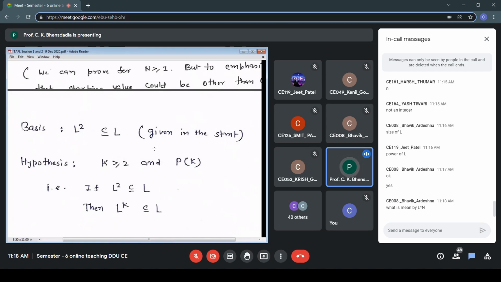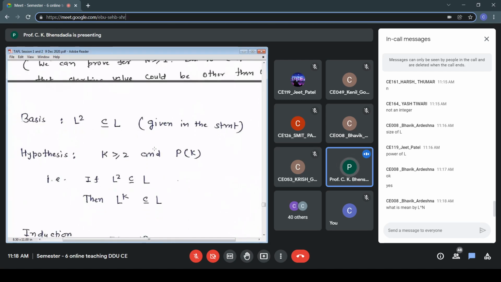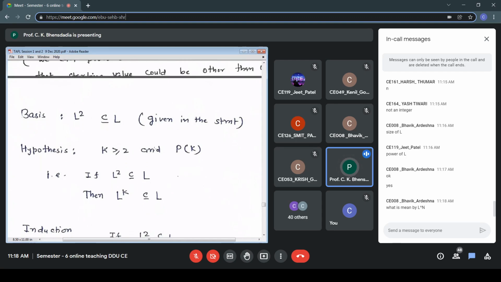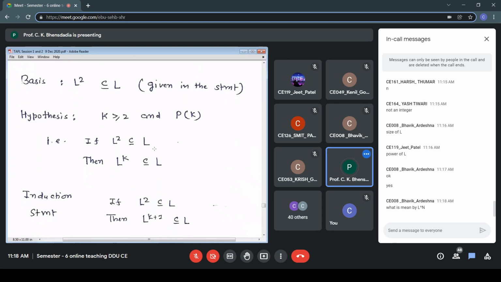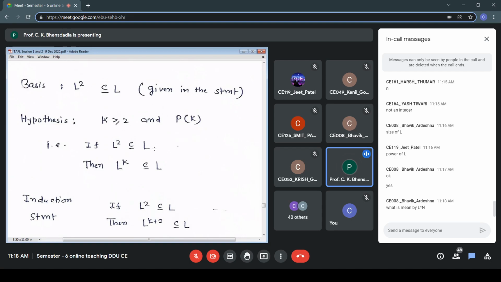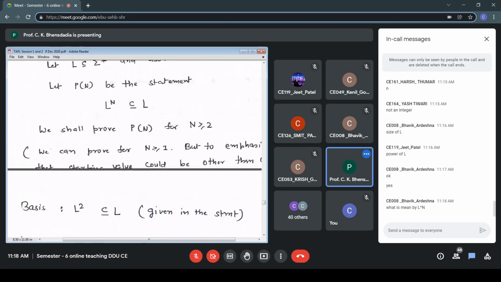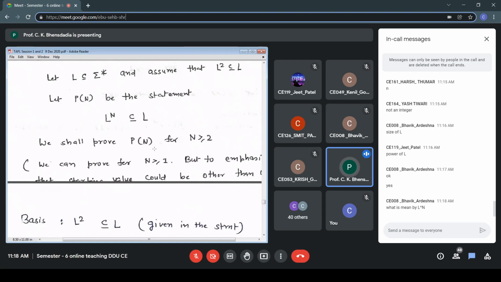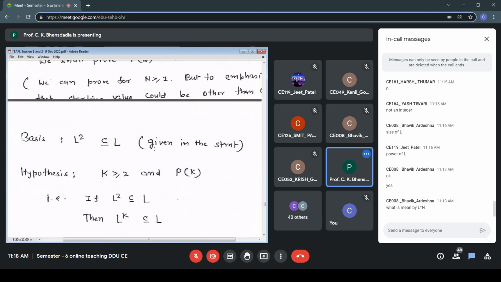Similarly, in the induction statement, we substitute n equal to K plus 1. So if L square is a subset of L, then L to the power K plus 1 is a subset of L. This is my induction statement. Always we need to prove the basis and the induction statement. The hypothesis is my assumption, assumed to be true. The basis we have proved, because if L square is a subset of L, then L square is a subset of L, nothing to be proved. Or had we taken n greater than or equal to 1, then if L square is a subset of L, then L is a subset of L. L is always a subset of L. Fine.